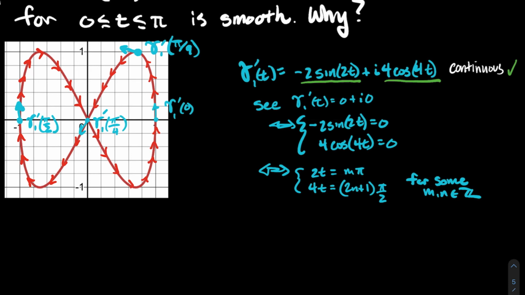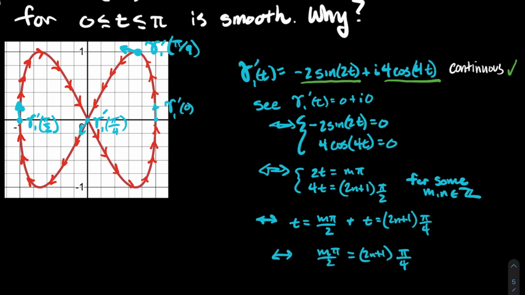So again, just utilizing what I know about those 2 trig functions. In that case, if I solve each one for t, simultaneously t has to be m pi over 2 and (2n plus 1) pi over 4. Now, if you set those two things equal to each other and multiply through by 4 and cancel the pi, you end up with 2m, an even number, equals 2n plus 1, an odd number, which of course is a contradiction. And so what did that show?